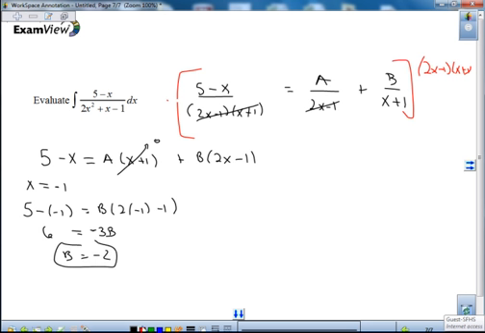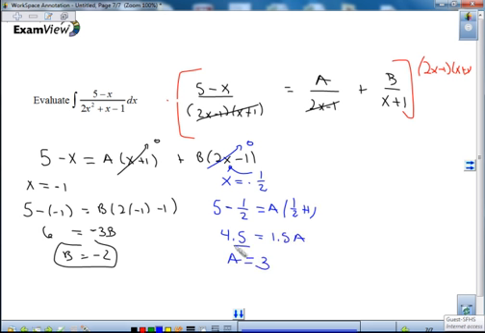Then I'm going to let x be negative a half, because if x was negative a half, this would be 0. So I have 5 minus positive a half, because 2 times 1 half is 1, and 1 minus 1 is 0. So 5 minus 1 half is equal to a times 1 half plus 1, and then the b term goes to 0. So I have 4.5 is equal to 1.5a. So a is 3.